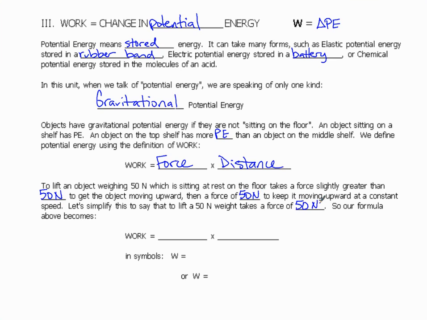So our formula above becomes: our force is weight, and our distance is height, vertical distance. And in symbols, W equals the force of gravity, which is weight, times H, which is the height. Or work equals mass times the acceleration of gravity, which is the force of gravity together, times the height.